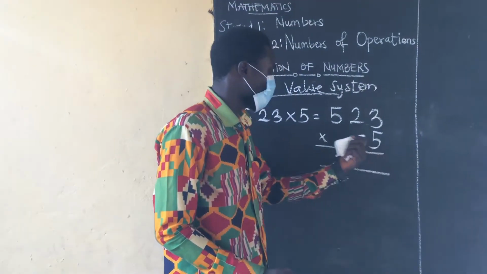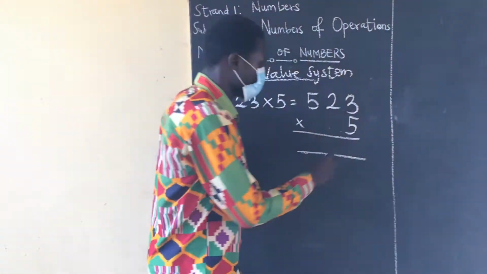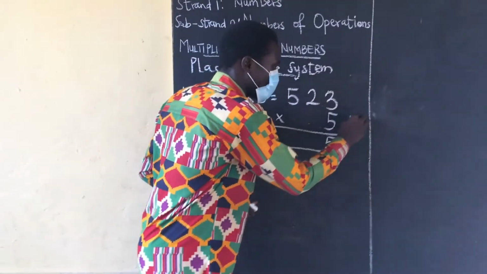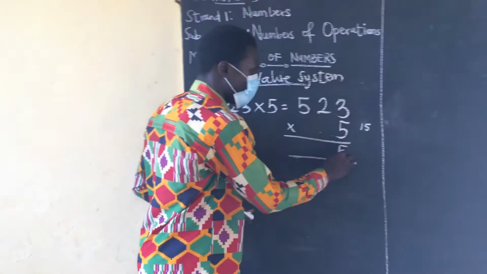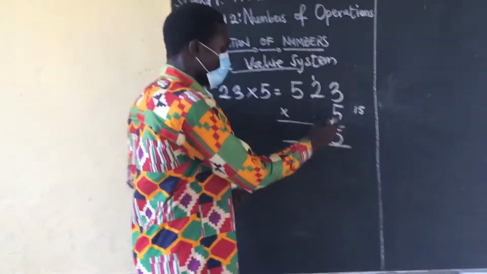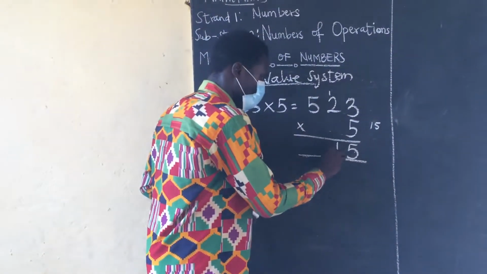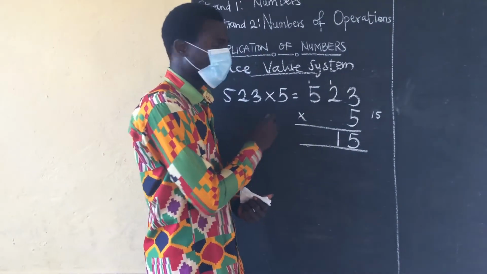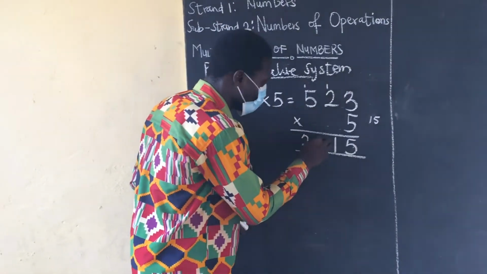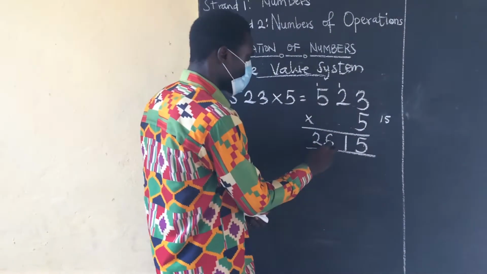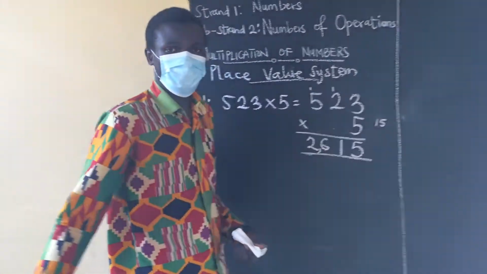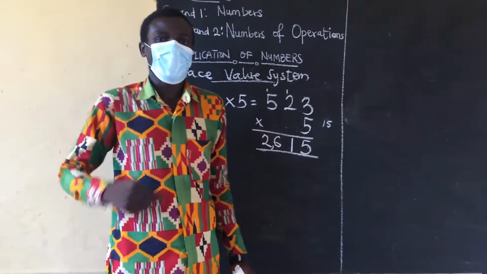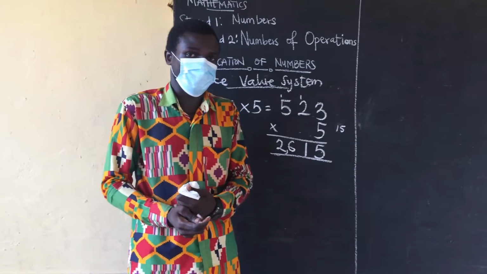So I'll take 5 and use it to multiply by 3, and I'll record 5 times 3 is 15. Because I'm having 2 digits here, I'll record the 5 here, and the 1 becomes a remainder. 5 times 2 is 10, plus 1 is 11, record 1, remainder 1. 5 times 5 is 25, plus remainder 1 will give me 26. So multiplying this will give me 2,615. And this style of multiplying is known as the place value system.